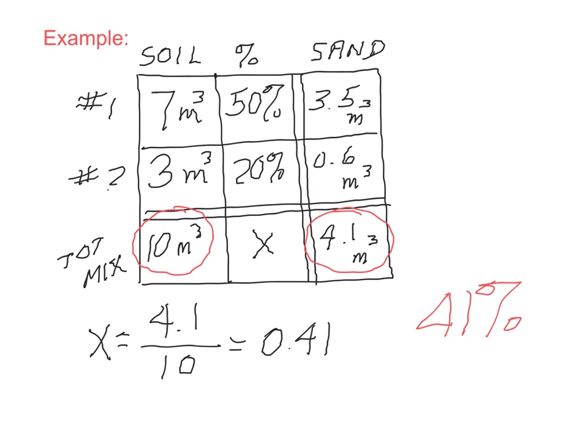So all mixture problems can be done the same way with this 9 square box, where the top row is the first mixture, the next row is the second mixture, and then this is the total mixture. First column is the total amount of substance. The second column is the percent, and then the last column will be the percent times the total, which will give you the amount of that particular item in that particular mixture.